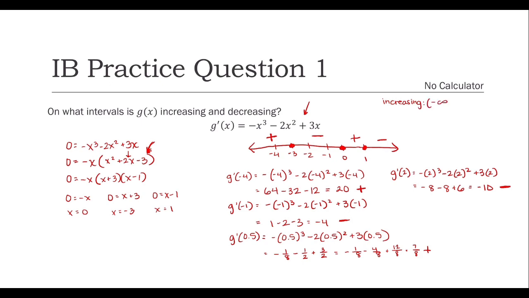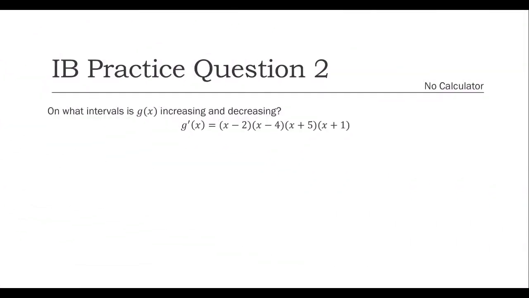So our function is increasing from negative infinity to negative 3, in addition to from 0 to 1. And our function is decreasing from negative 3 to 0 and from 1 to infinity. So that's it for this problem.